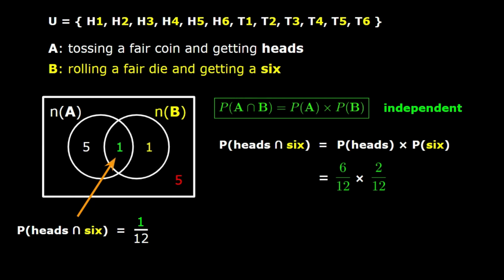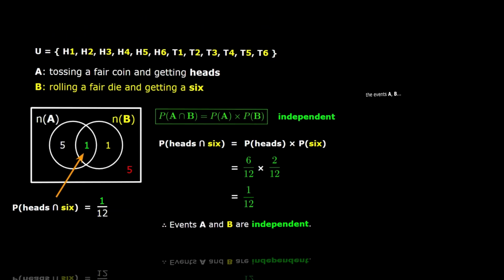And the product of those two probabilities is 12 out of 144, which reduces to 1/12, which matches the overlap probability that we calculated just reading our Venn diagram. So what does this mean? Well, it means our definition of independence holds. And since the probability of heads and probability of 6 multiplied together in isolation gives us the correct probability of 1/12, that's evidence that events A and B are independent.